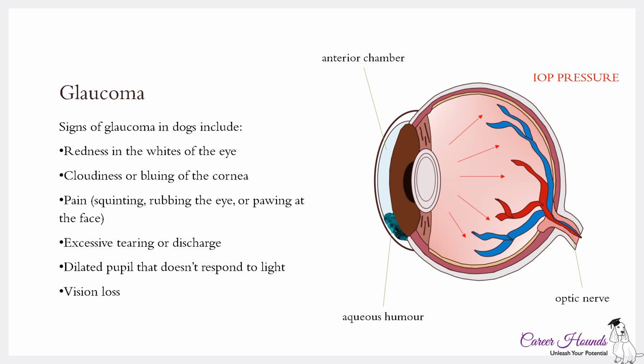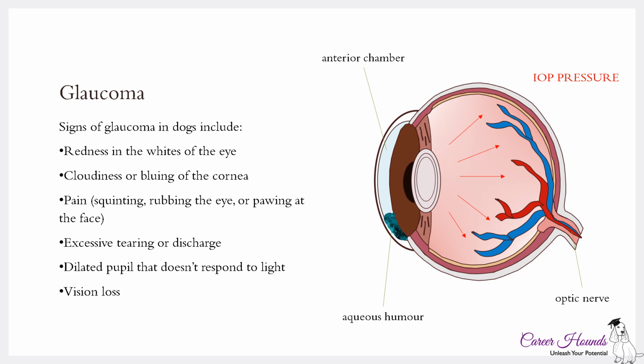Secondary glaucoma can affect any breed. Signs of glaucoma in dogs include redness in the whites of the eye, cloudiness or bluing of the cornea, pain, squinting, rubbing at the eye or pawing at the face, excessive tearing or discharge, dilated pupils that don't respond to light, vision loss. Veterinary diagnosis of glaucoma involves measuring the intraocular pressure using specialized instruments.